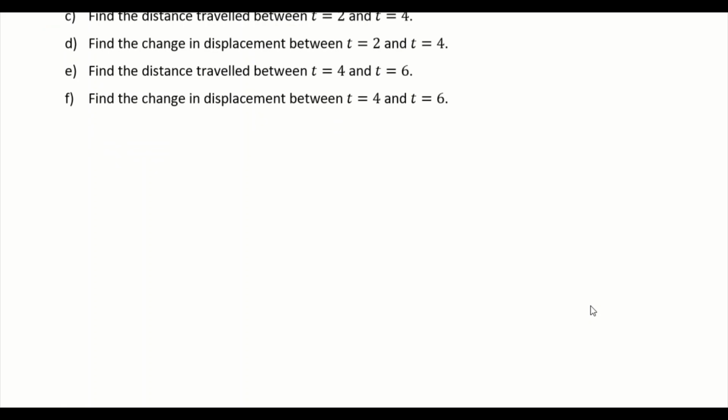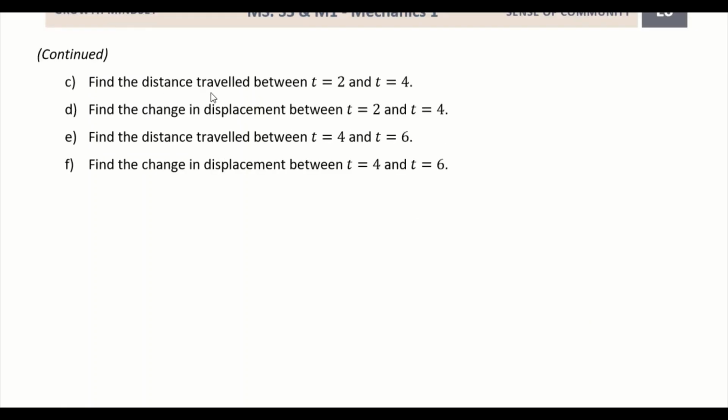Now we are asked to find the distance traveled between t equals 2 and t equals 4. You should realize that C, D, E, F are basically quite similar. C and E ask about the distance, with different time frames, and later I'll show you the difference. For the D part, we talk about the change in displacement, with the same time frame. So would you get a different answer, and how are you going to approach that?